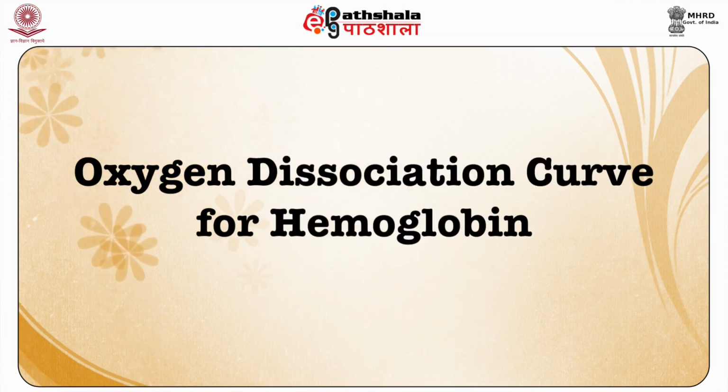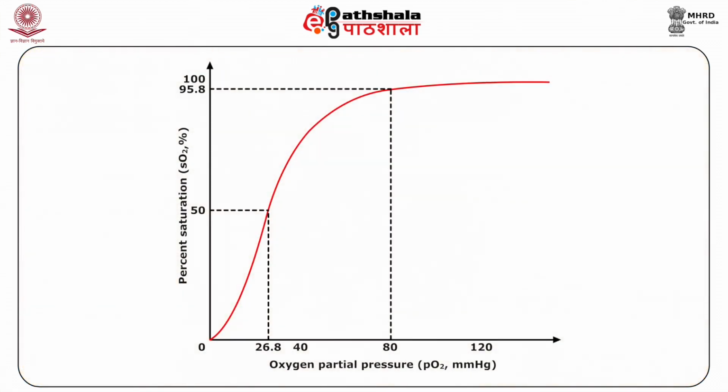There is a relationship between the partial pressure of dioxygen in the blood and the saturation of hemoglobin molecule with oxygen. This relationship is clearly depicted by the oxyhemoglobin dissociation curve. Oxygen dissociation curve or oxygen saturation curve is a plot of percentage saturation with dioxygen versus the partial pressure of dioxygen. For hemoglobin, the dissociation curve is sigmoidal in shape.